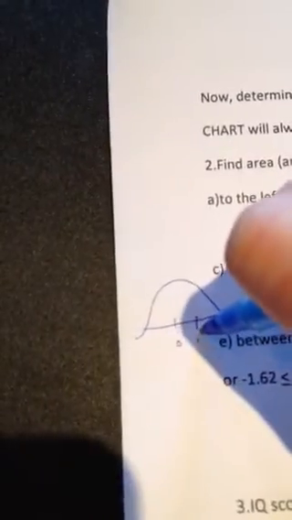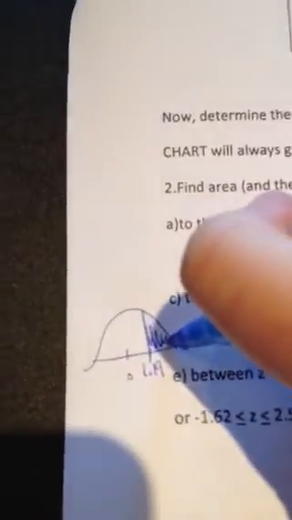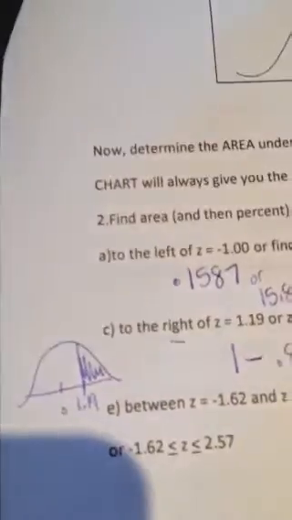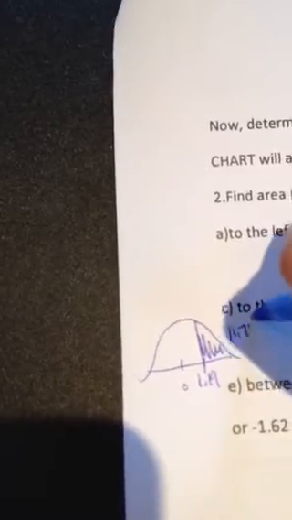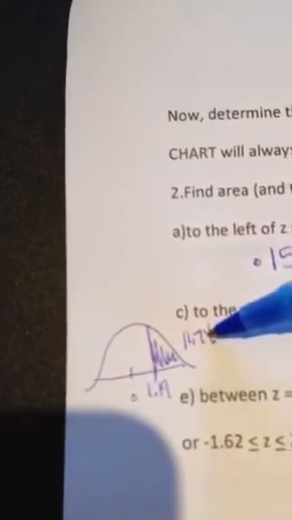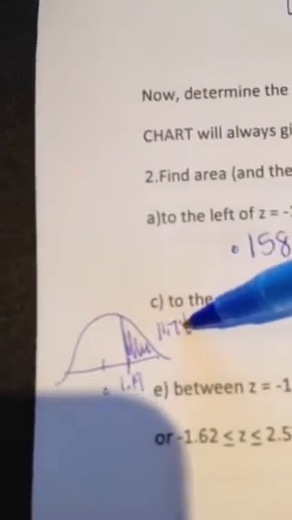Okay, here's 1.19. 0.88 was to the left, but if I want to the right, you do 1 minus. That's like 100% minus 88%, which is about 11%, or 11.7% in this case. So if 88% is to the left, 11.7% has to be to the right.